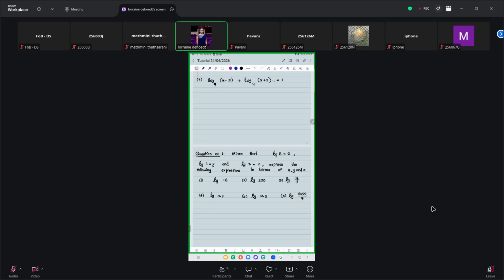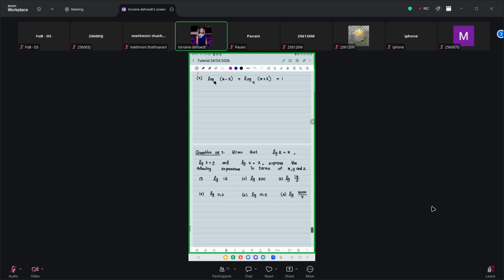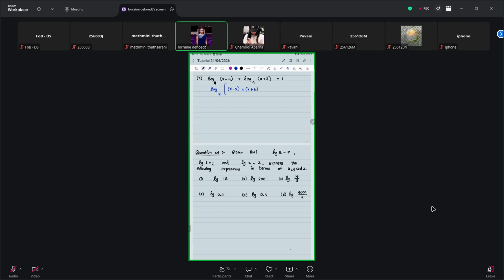Yes, I'll do it another way. Okay. Then you can write the left hand side like this: x minus 5 into 3 plus x equals 1. This is the log format. You can write this one in index format. It is x minus 5 into x plus 3 equals 9 to the power 1.